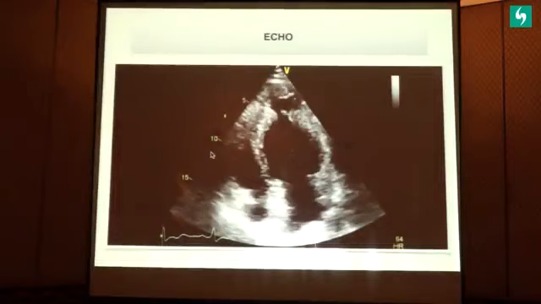I'll show you one more case. Okay, this is the patient. Those who understand echocardiography, this will be very interesting for them. This is a patient of hypertrophic cardiomyopathy. You see this part of the septum is normal. This part of the ventricle, the lateral ventricle, this is the LV, is also normal, but from here to here is the disease process.